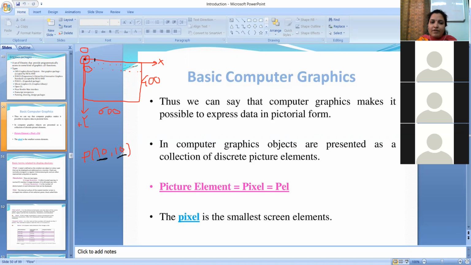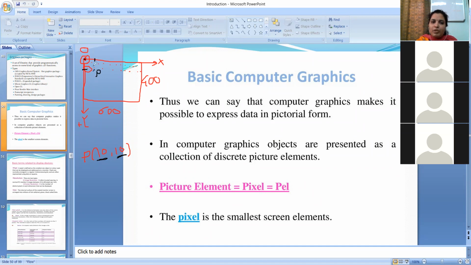Similarly, I know the Y value is also 10. So on this Y axis, I will move 10 points. And whatever the intersecting point of this horizontal and vertical location is, that becomes your point P with coordinates 10, 10. So this is your P point with coordinates 10, 10.